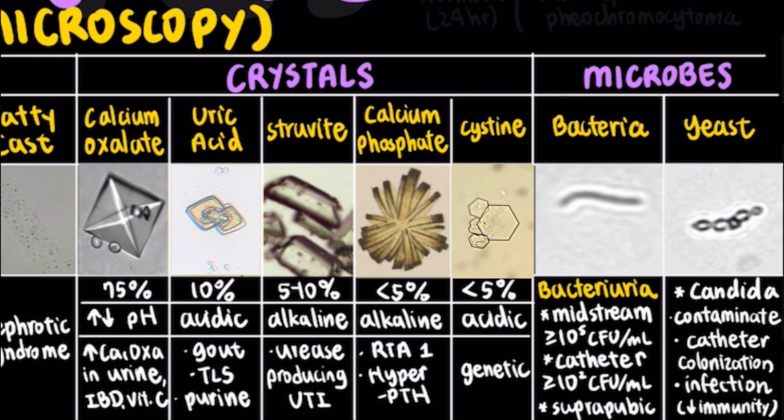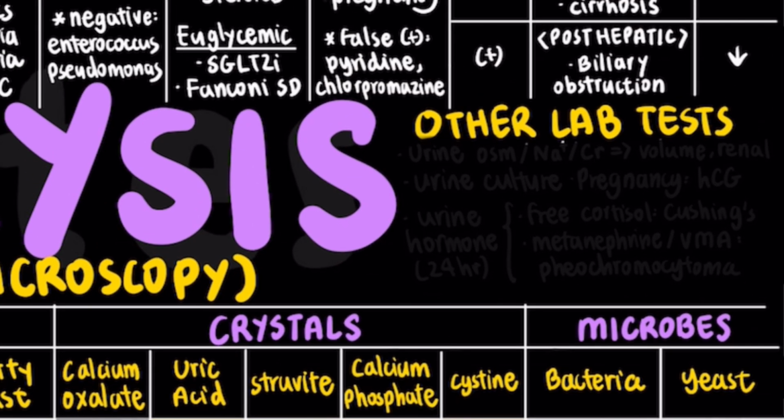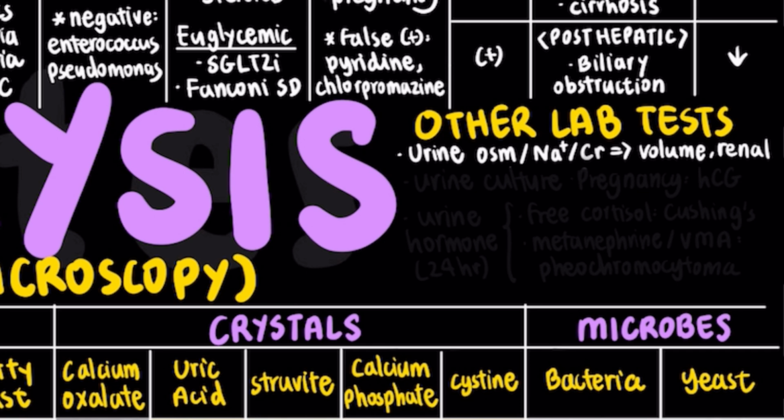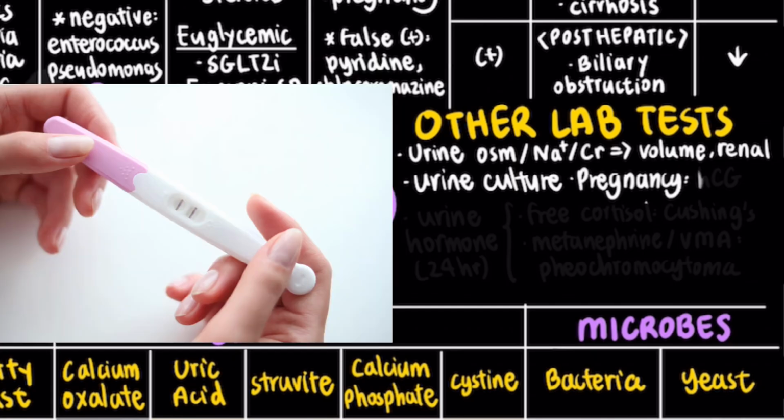Lastly, let's wrap up with a few other urine tests you might order beyond the standard dipstick and microscopy. First, we have urine osmolality and urine sodium. These help evaluate volume status and renal function. Urine culture is essential when you suspect a UTI. It tells you exactly what organism is growing and which antibiotics it's sensitive to. We also have pregnancy testing done by detecting HCG in urine.